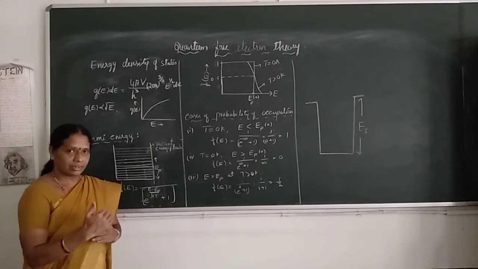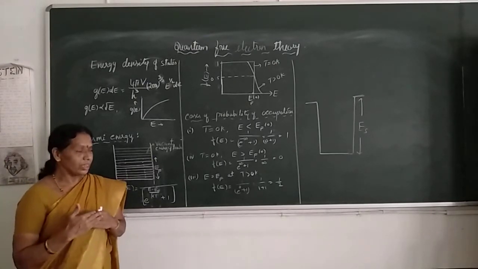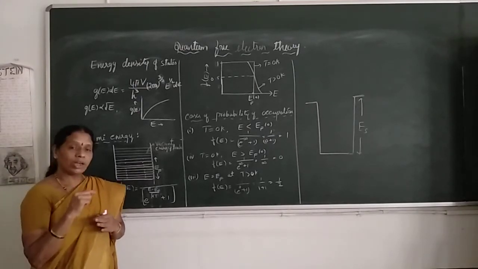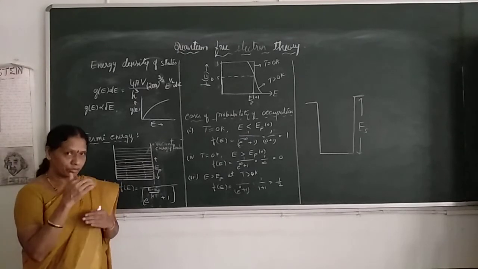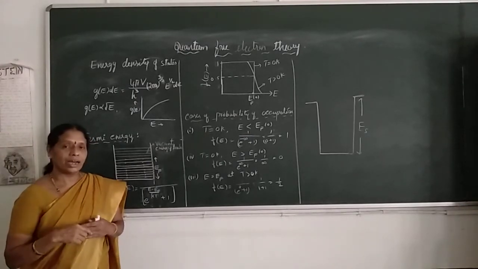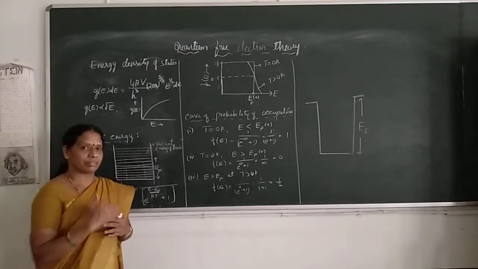In the theory it is said that in a volume of 1 mm cube of the metal, in a given energy band, there are billions of energy levels.